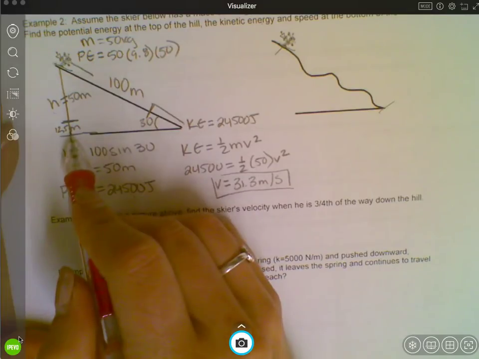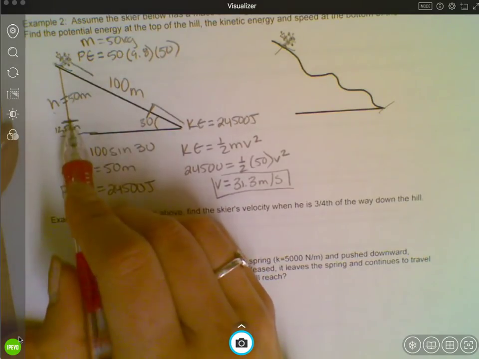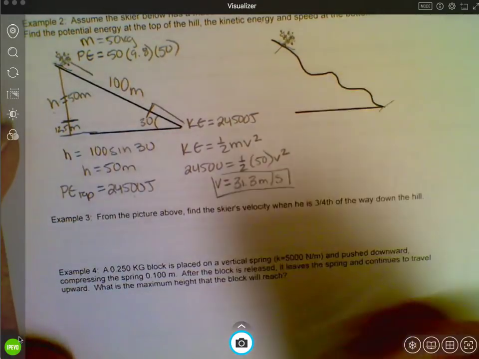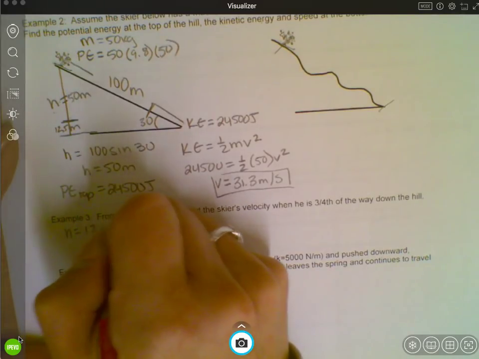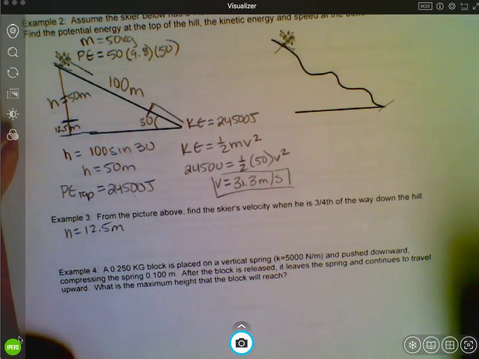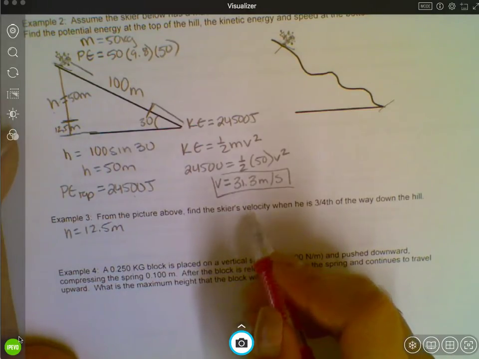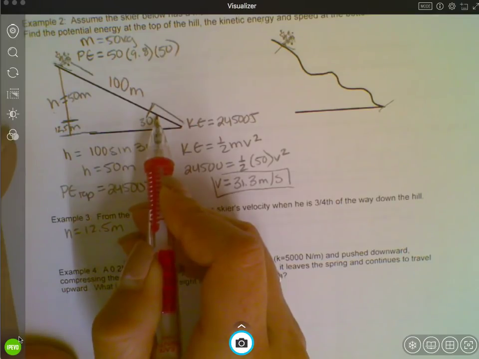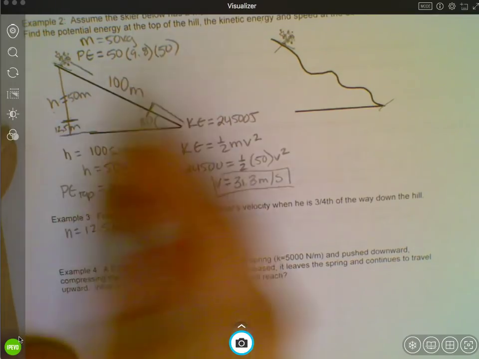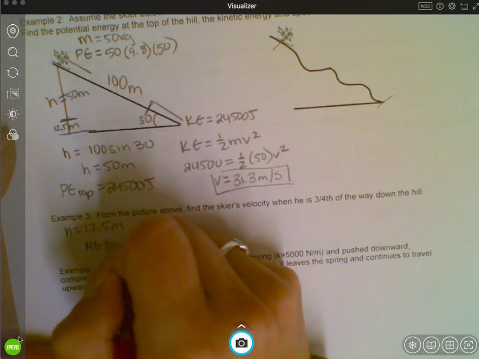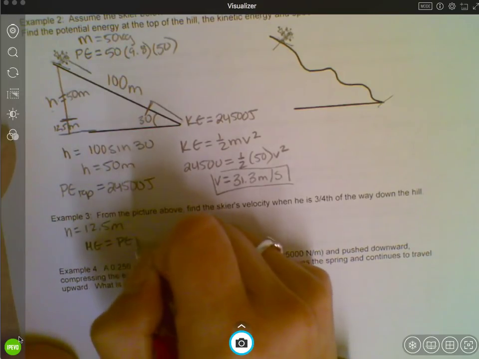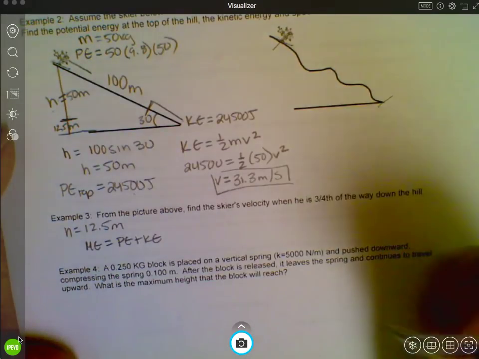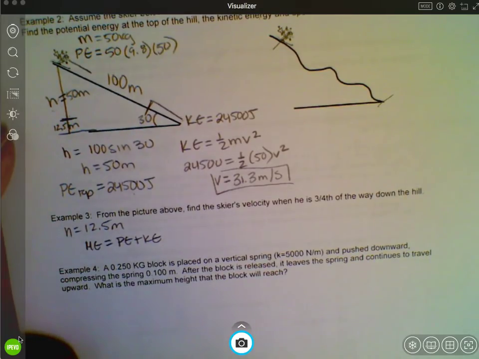So 1/4 the way up or 3/4 the way down would mean that his height was 12.5. So let's note that. Okay, and we want to know the velocity there. Well, if he's 3/4 the way down, then he's still moving, and he still has some height. So his mechanical energy is equal to potential plus kinetic. We have both kinds of energy there.